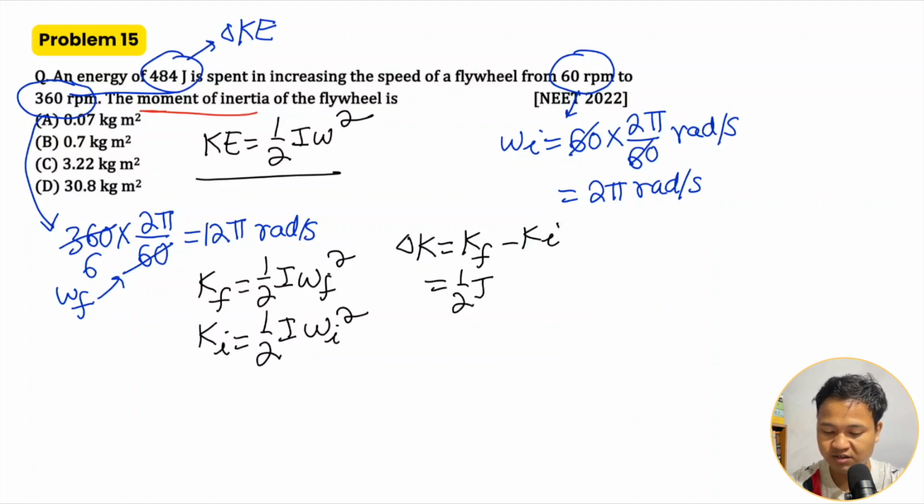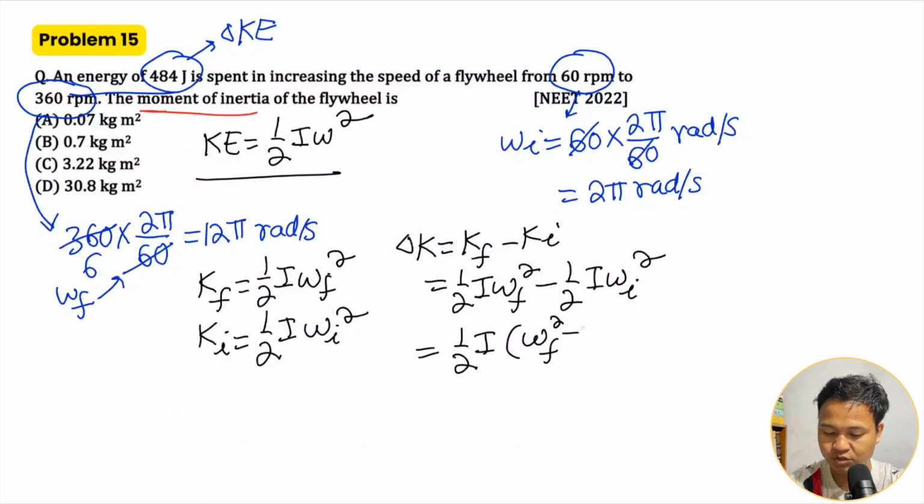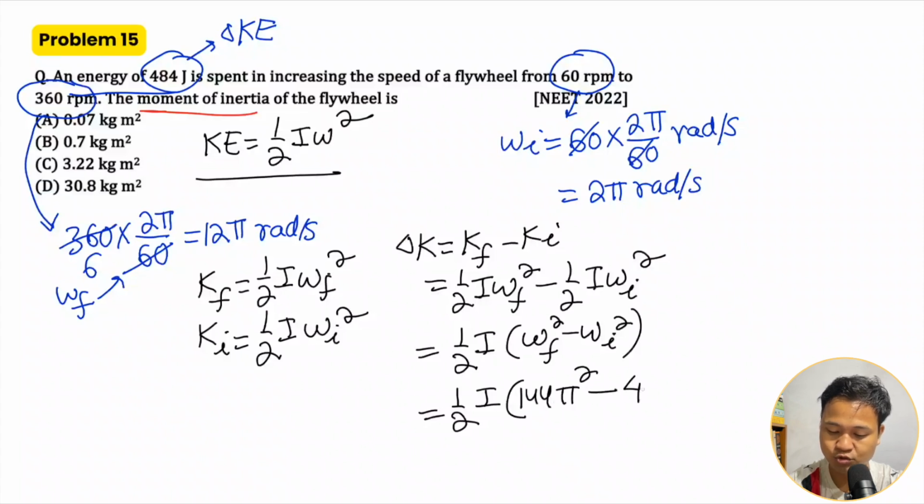So delta K equals K final minus K initial, which is half I omega final squared minus half I omega initial squared. Half I is common, so I will have omega final squared minus omega initial squared. Putting values, half into I into 144 pi squared minus 4 pi squared, and this equals 484 pi, as given in the question. So here you solve for I.